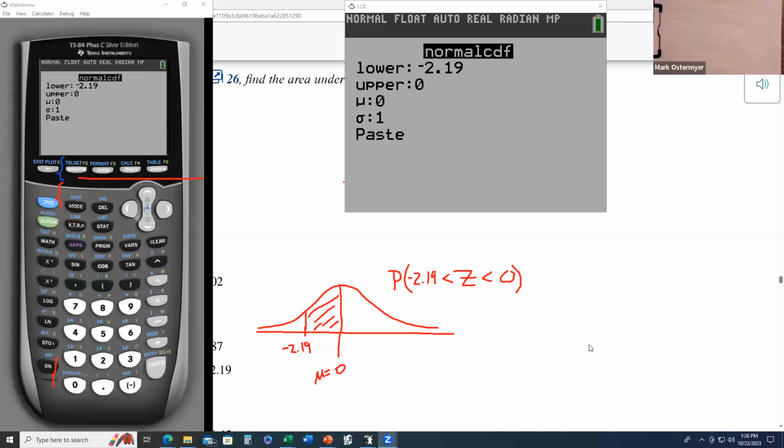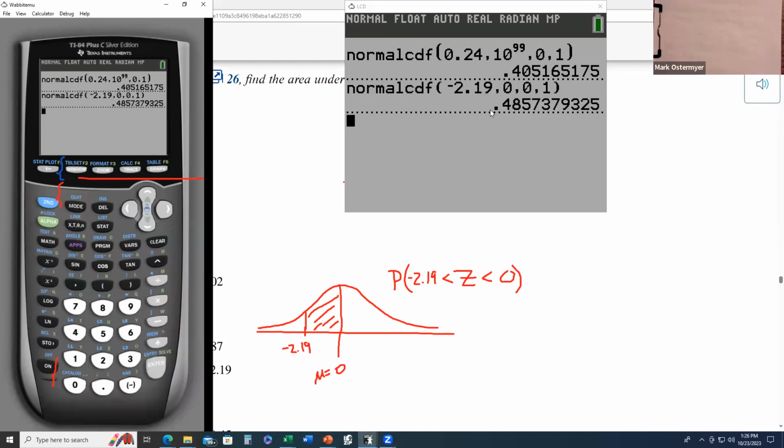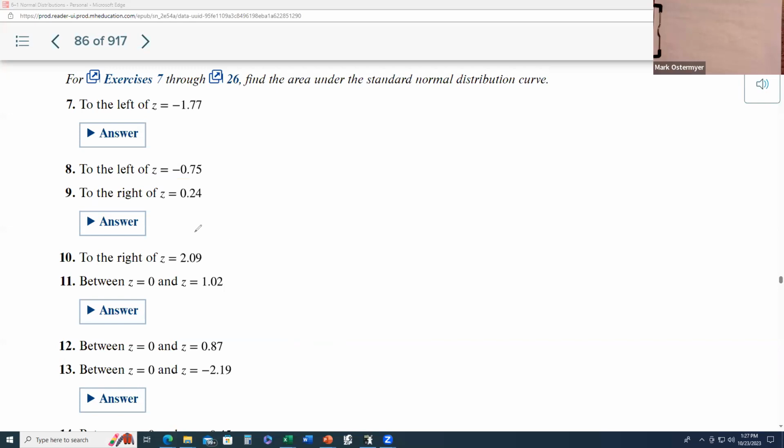All right, so you're going to go grab normal CDF, and the lower end point is negative 2.19. The upper end point is 0. Mean is 0, standard deviation is 1. Hit enter, enter again, and you get about 0.4857. Or that's that probability, about 49% chance. Okay. We all get in this area here? Yep. All right, so we have a pretty good understanding now how to use this normal CDF function and what it can do for us. A normal CDF function always computes areas or probabilities underneath a normal distribution curve.